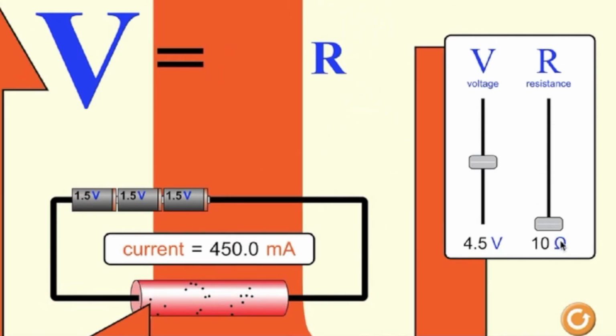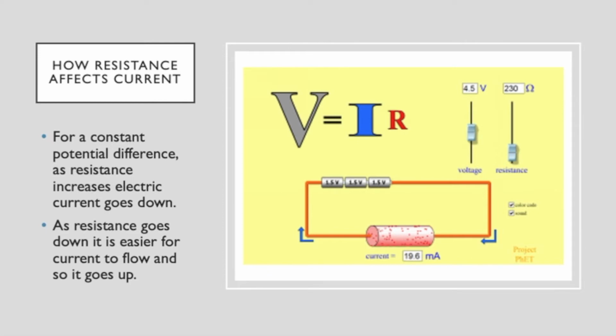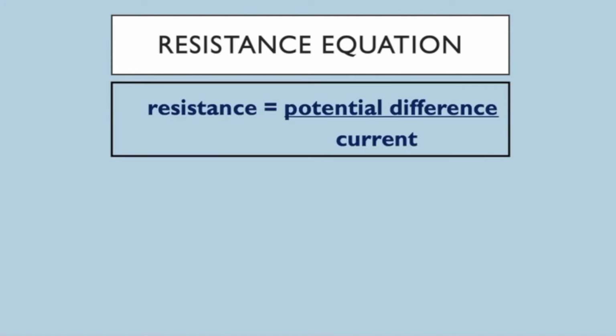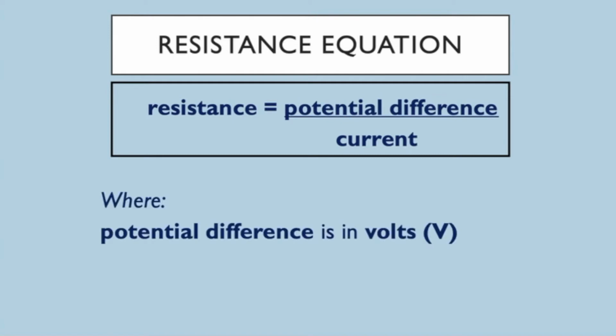the electric current gets bigger, and we can say that they are inversely proportional. For a constant potential difference, as resistance increases, electric current goes down. As resistance goes down, it's easier for current to flow, and so it goes up. That leads us to the resistance equation. Resistance equals the potential difference divided by the current.